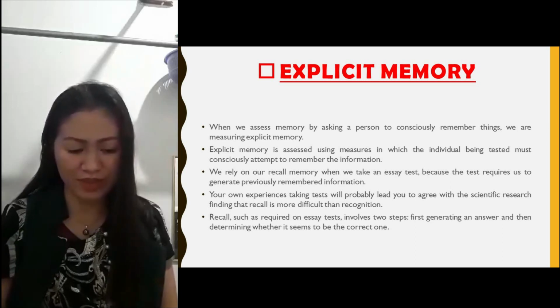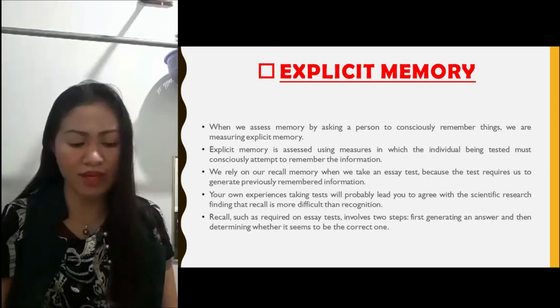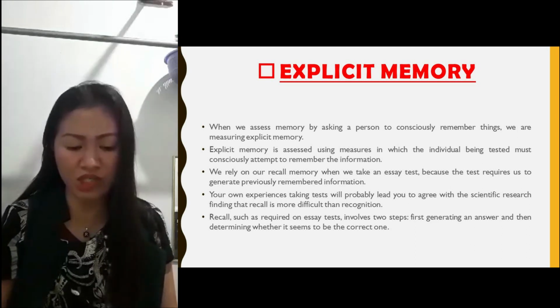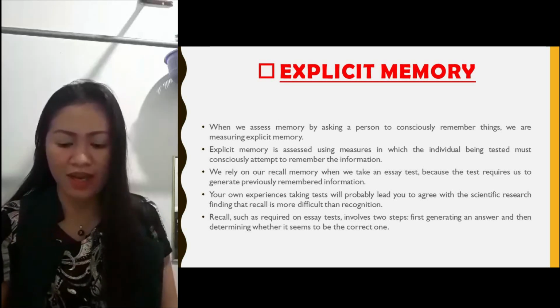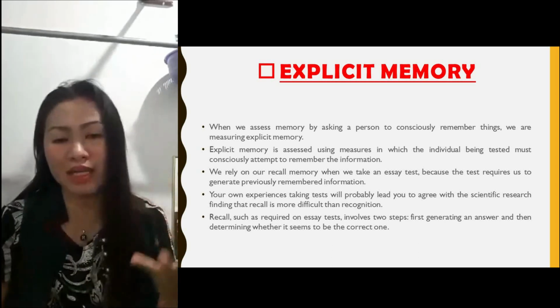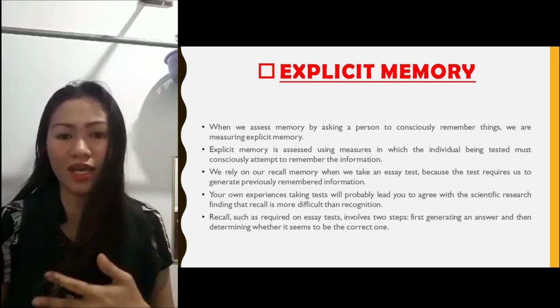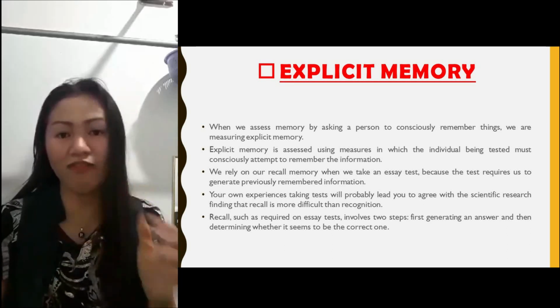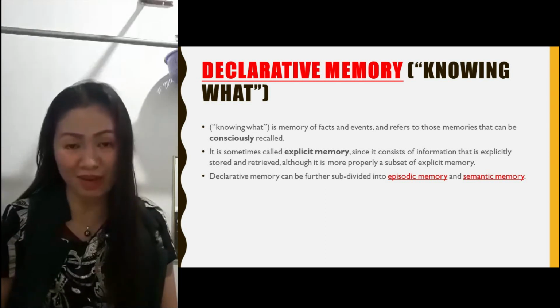Alright, so, recalling your memories of events from your life, remembering information you have learned when taking a test, and recalling upcoming appointments. So, our upcoming appointments and upcoming events that we will do. So, that is part of explicit memory. So, the second one is declarative memory.